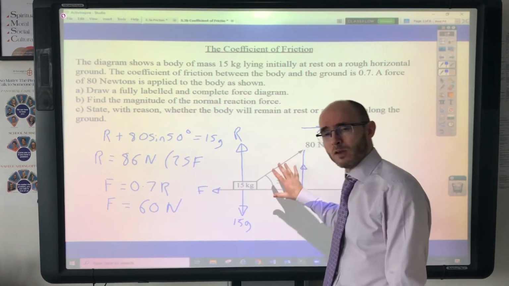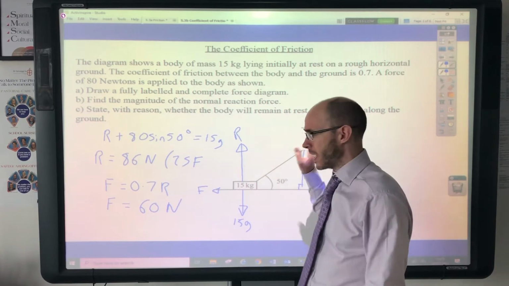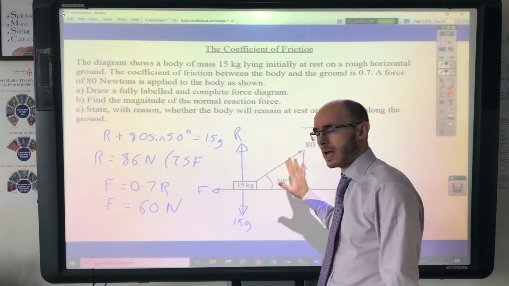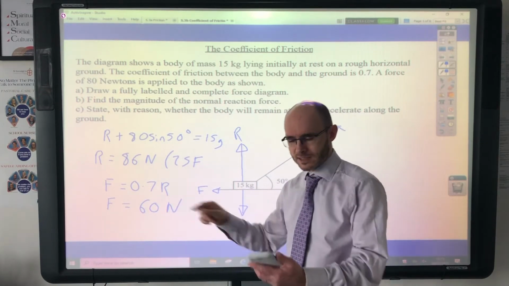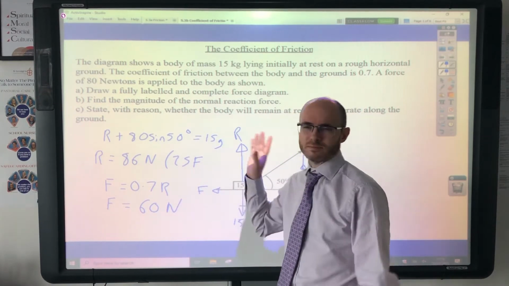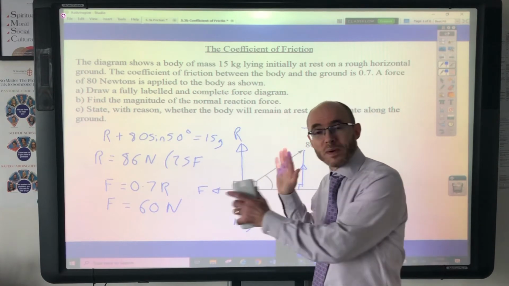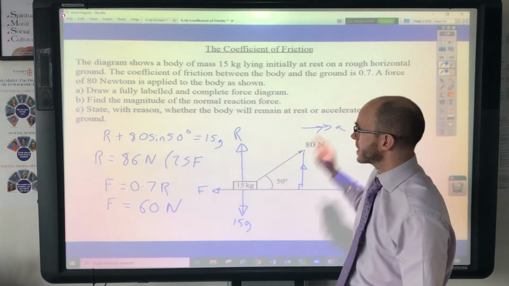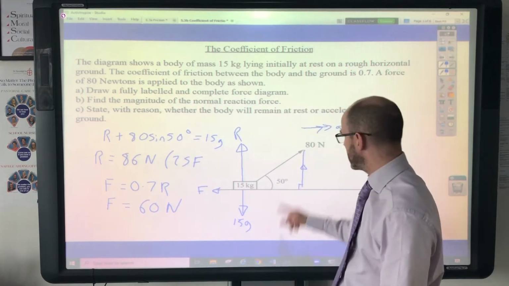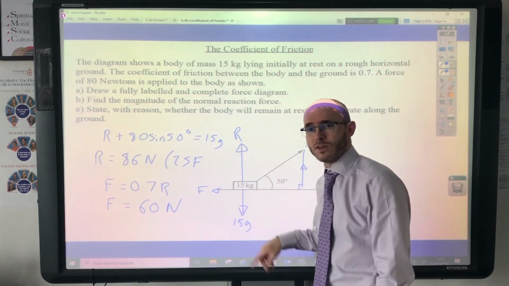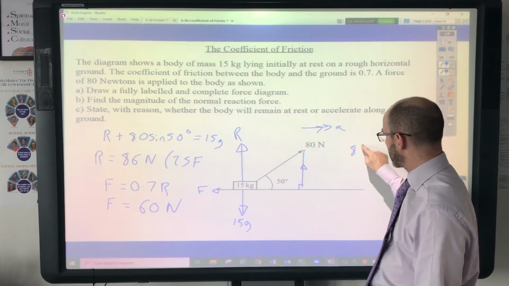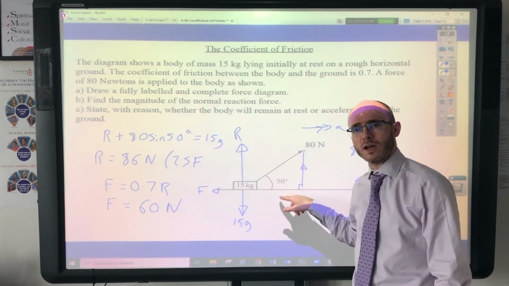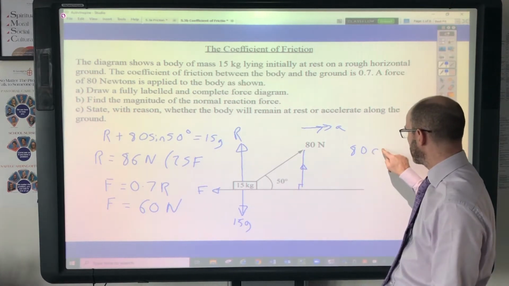However, if this pulling force is not enough, if it's less than 60, then that's not going to be sufficient. It's not going to move. If it's precisely that, as in 60.0, then it will be in limiting equilibrium. The question is, state whether the body will remain at rest or accelerate along the ground. So let's just work out what this is, resolving horizontally. This is going to be 80 multiplied by cosine 50 degrees, because cosine is adjacent to 50. So 80 cosine 50 degrees.